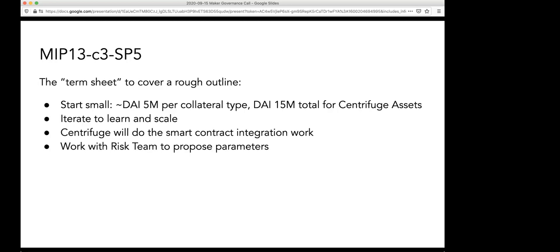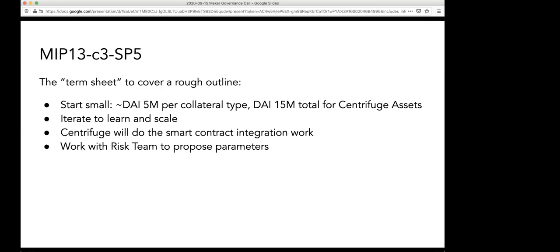The second component is that we will be supporting this as much as we can as Centrifuge. Centrifuge has a team of software engineers that have extensive experience writing smart contracts. We also are very familiar with Maker and Maker's code base. And so I think we're in a good position to do a lot of integration work ourselves. That doesn't mean we don't need any help from the domain team, the team that is designing large parts of the smart contracts. But this is something where we can help speed up this work.